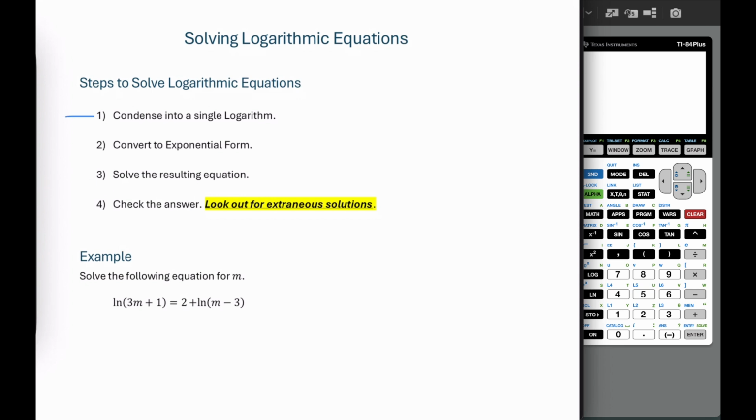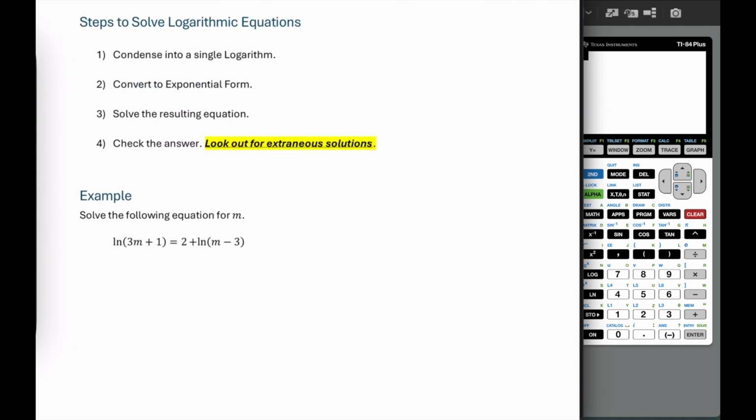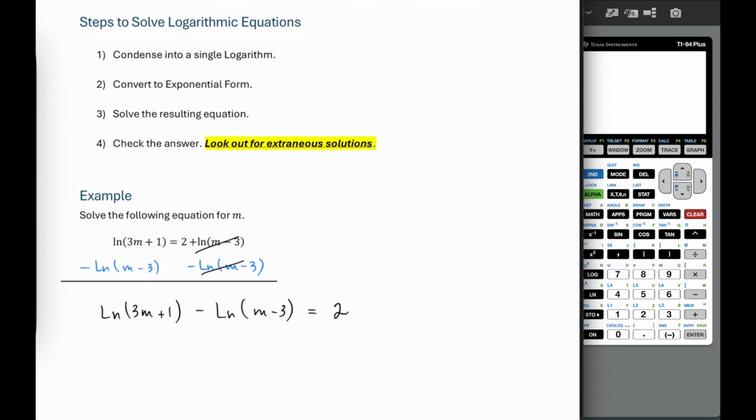So let's think about how we might go about condensing into a single logarithm, and essentially what we'll want to do first is get our logs together. And once both logarithms are on one side, then we can condense them into a single logarithm. So let's start by subtracting the ln of m minus 3 from both sides. The ln's cancel out on the right, and on the left we'll have the ln of 3m plus 1 minus the ln of m minus 3. And on the right-hand side, only 2 remains.